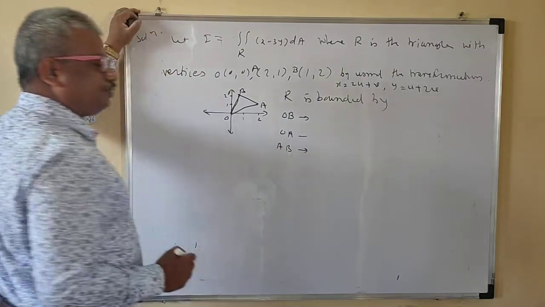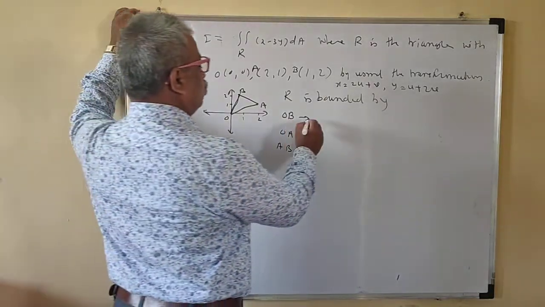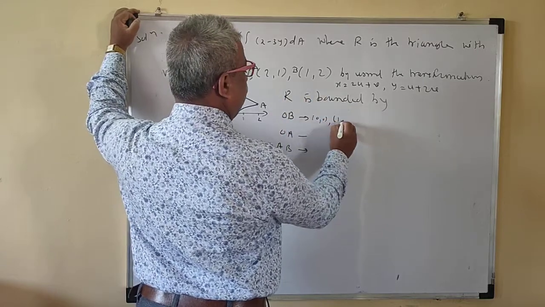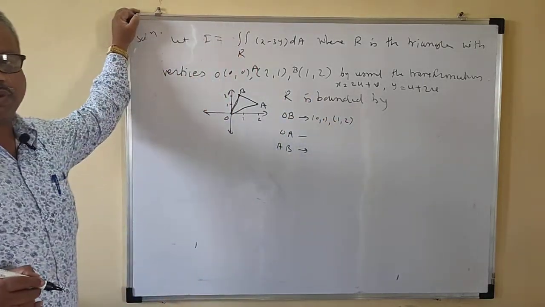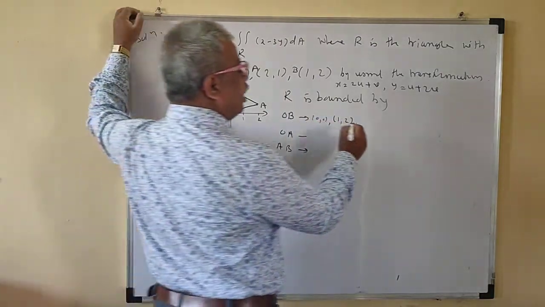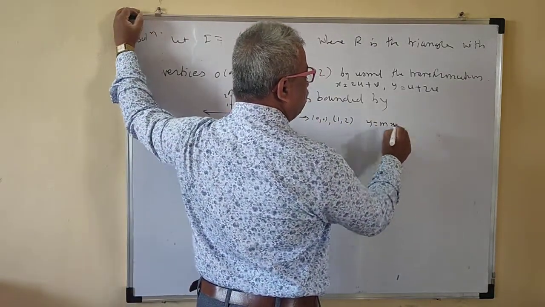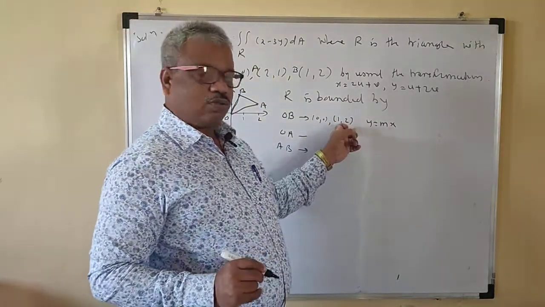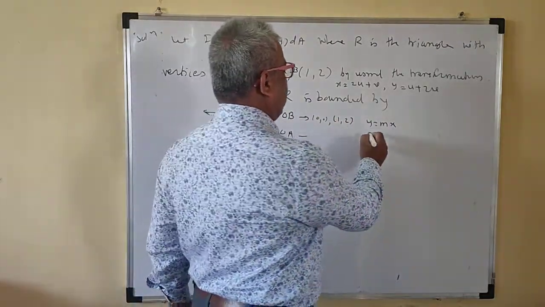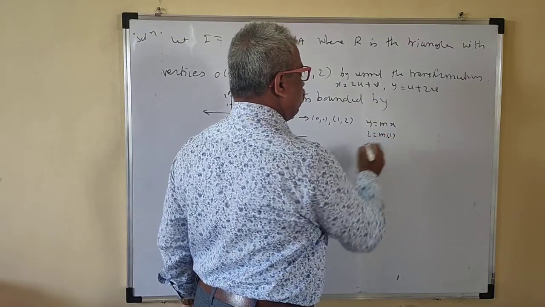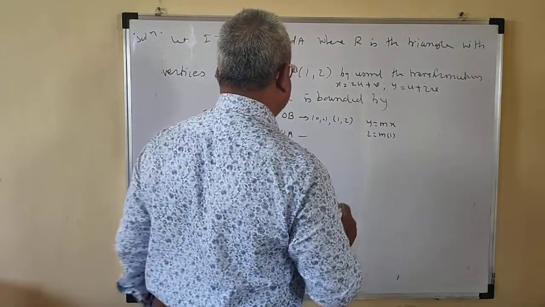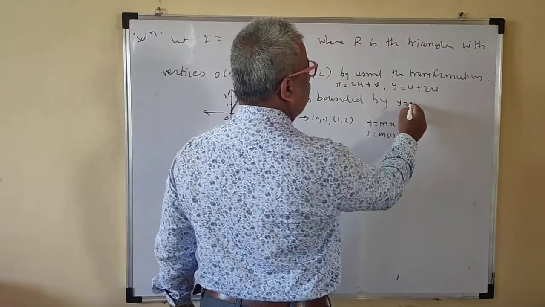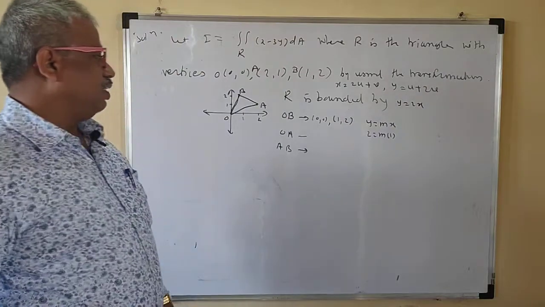O means (0, 0), and B is (1, 2). You have to find the equation of the line passing through the origin. You know that the equation of a line passing through the origin is of the form y is equal to mx. This line passes through the point (1, 2), so it satisfies the equation: 2 is m into 1. So m is 2, and y is equal to twice x.